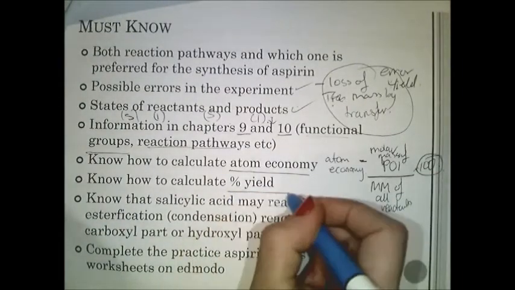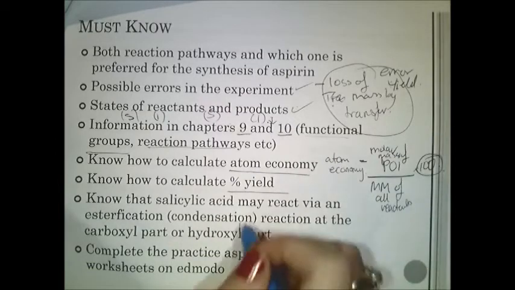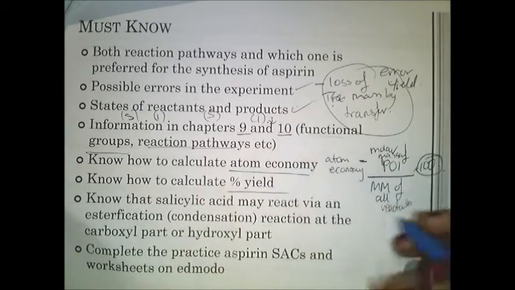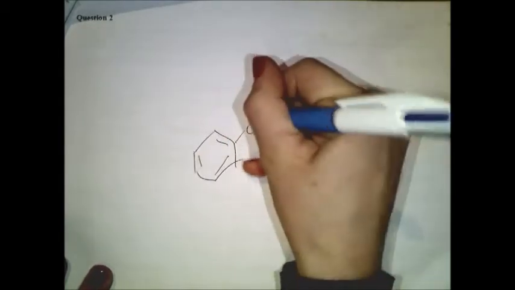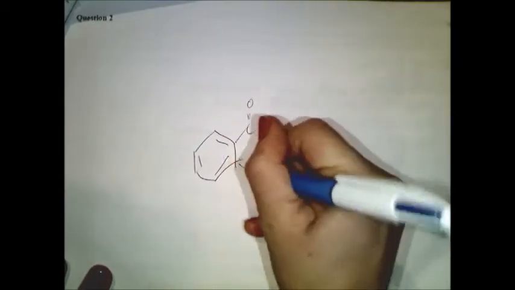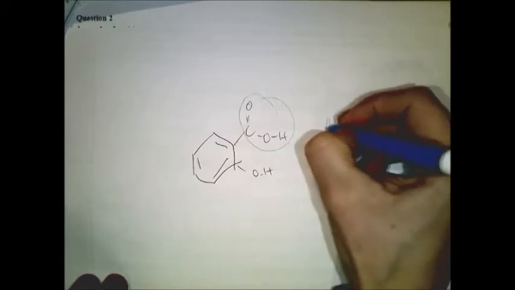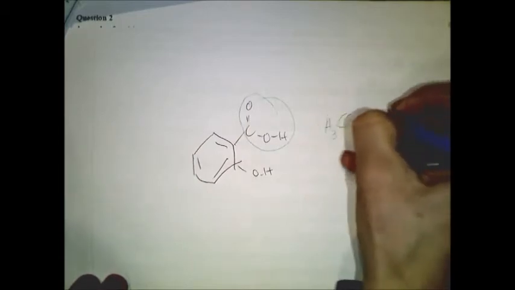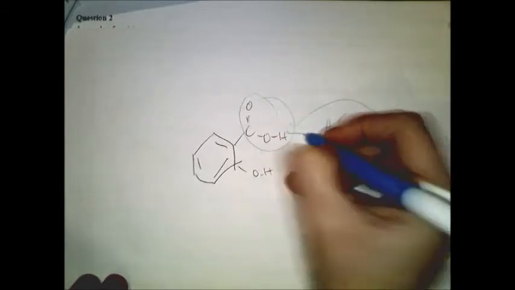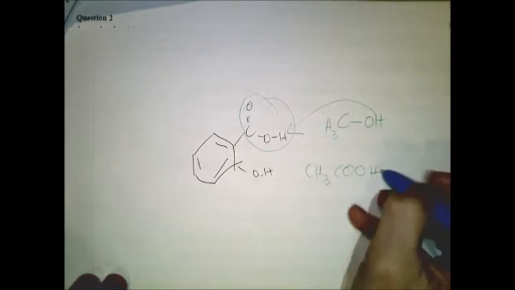Okay, also knowing how to calculate percentage yield, also knowing that salicylic acid looks like so. Here we've got salicylic acid. Okay, it might react at 2 points via an esterification reaction. It might react at its carboxyl group, and in that case, we would need an alcohol to react with it via a condensation reaction. It might react at its hydroxyl, and it would need to react with a carboxylic acid.